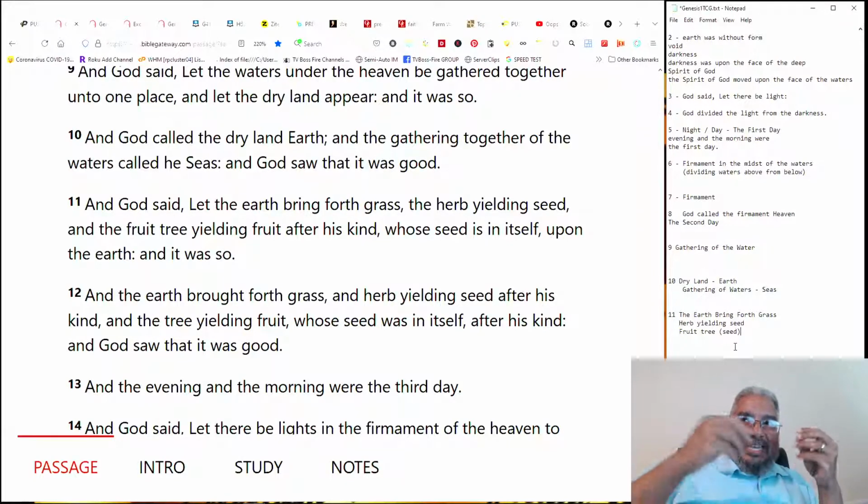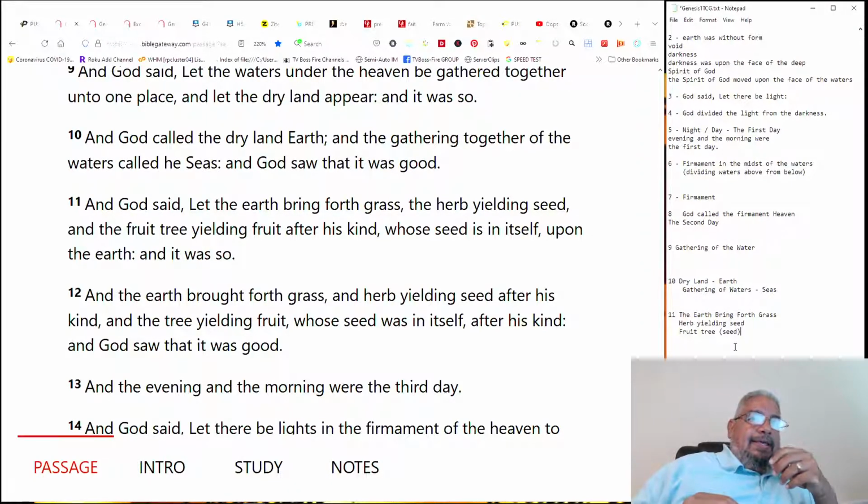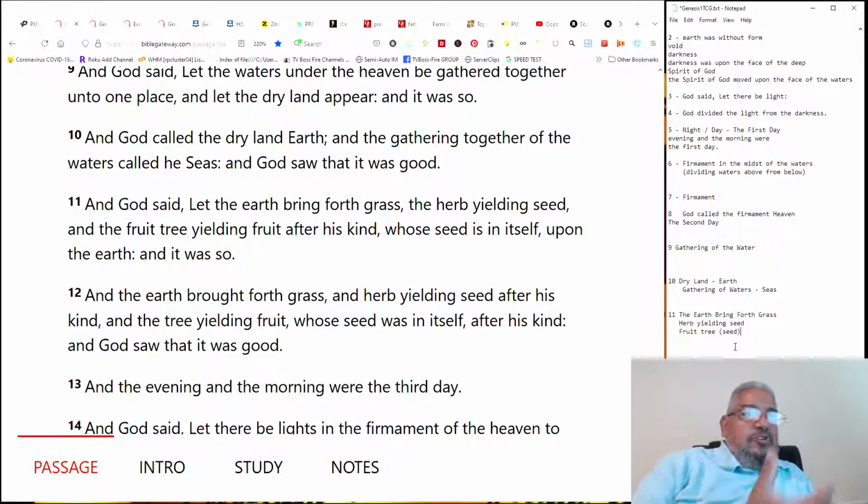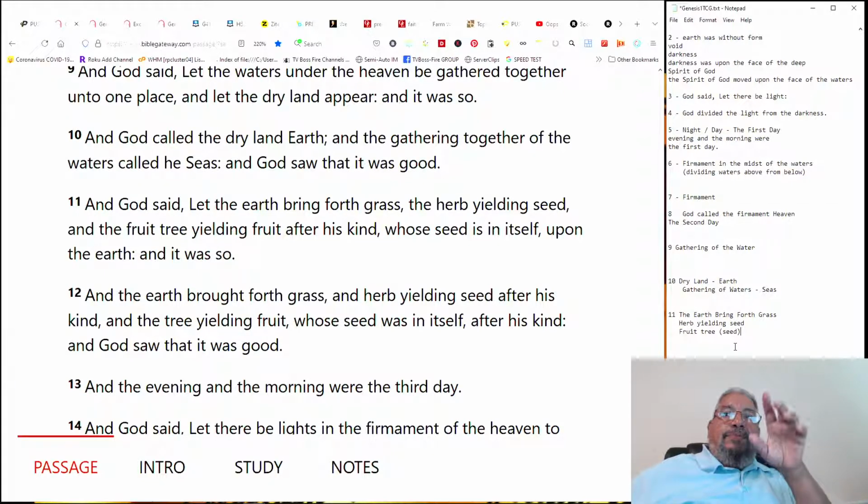Muy importante ese refrán. Again, since the purpose of the game is to reinforce teaching and understanding, it's important that we preserve the imagery, which is the seed. That's a very important thing about the seed here. Which is the progenitor of life, the continuance of life. Everything has seed. Well, not everything, but these particular things have seed after its kind.